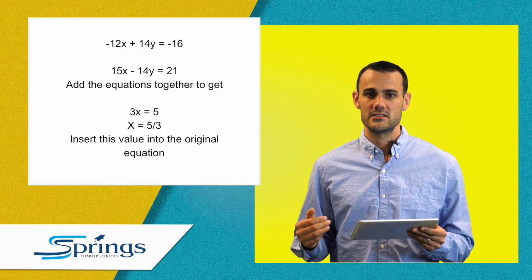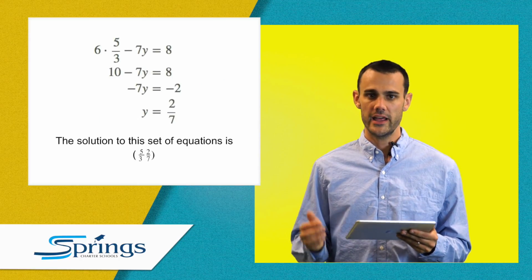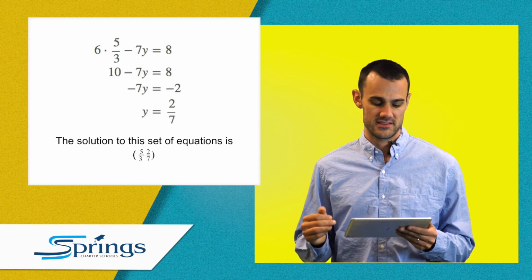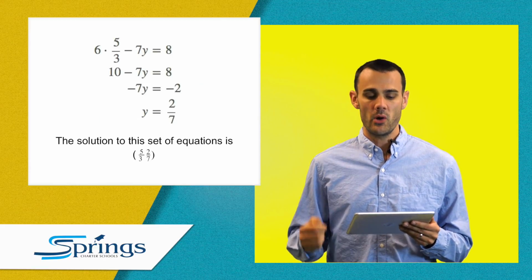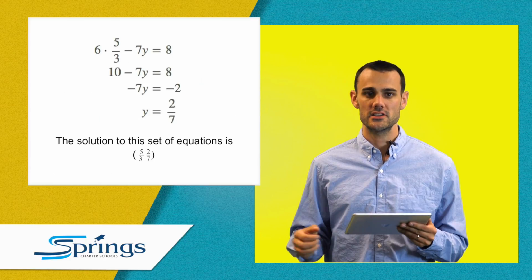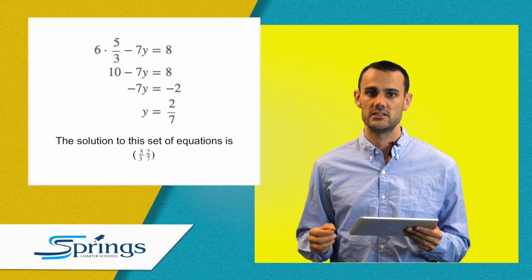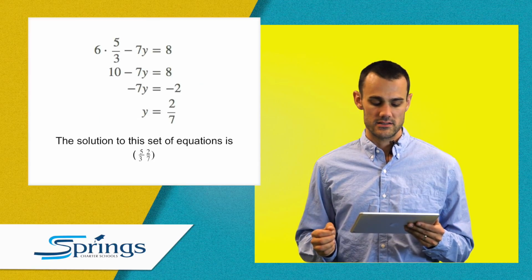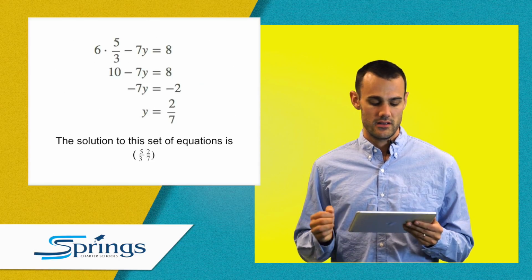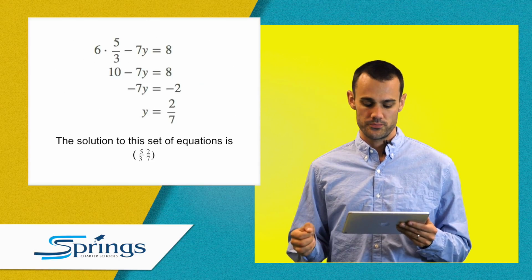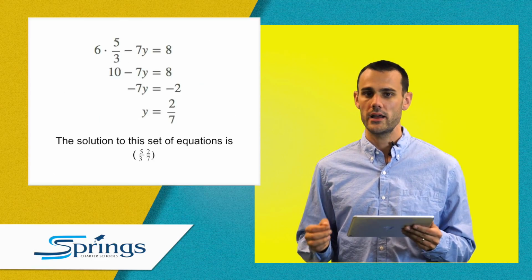Now we insert this value into the original equation, and we can solve for y. I've inserted it, and it looks like this: 6 times 5 over 3 minus 7y equals 8. When I multiply 6 times 5 over 3, I get a nice whole number, 10. So now it reads 10 minus 7y equals 8. We subtract 10 from both sides, resulting in negative 7y equals negative 2. Then we divide by negative 7 on both sides of our equation, and it results in y equals 2 over 7.